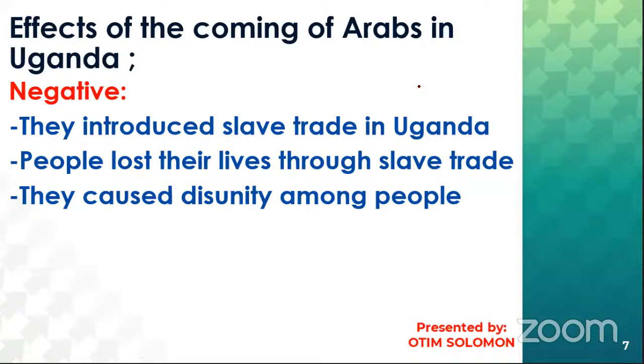Okay. Abigail has said they captured slaves and many of them died. Yes, that is loss of lives. Okay. So those are separation of families. Of course, if they sell your mother and you remain alone, it cannot be a family anymore. Okay. Gloria has said hatred among different people or different tribes. So those are the negative effects of this Arab influence in Uganda.